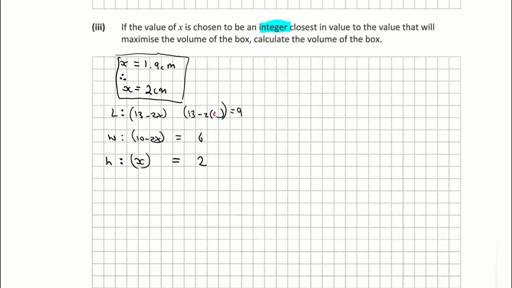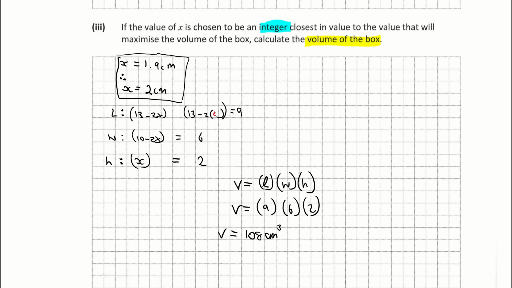And it wants me then to find the volume of the box. Our formula for volume is equal to length by width by height. So that means volume is going to equal length of 9, width of 6 and height of 2. When I multiply 2 by 6, I get 12. 12 by 9, I get 108. So the volume of this box that will give me a maximum volume is 108 centimeters cubed. And that's the answer to part 3 done. Hopefully not the worst question there.